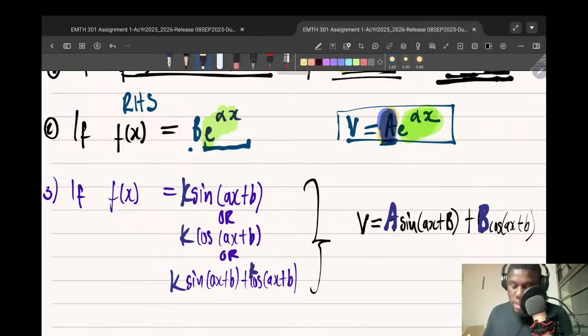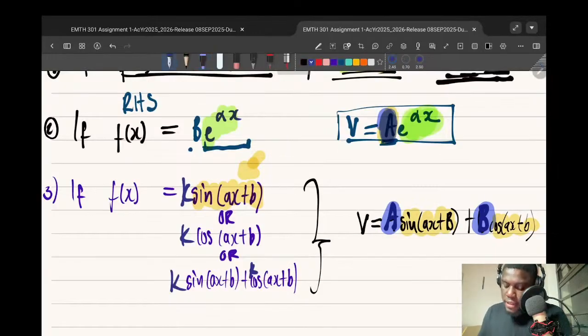If you get a trig, bring it back. But when you bring back the trig, if it was a sine only, you come and put sine and cos both. And the inside should not change. The inside should not change. But what you must do now is just put an A and a B outside. And those are the ones you're going to have to look for.